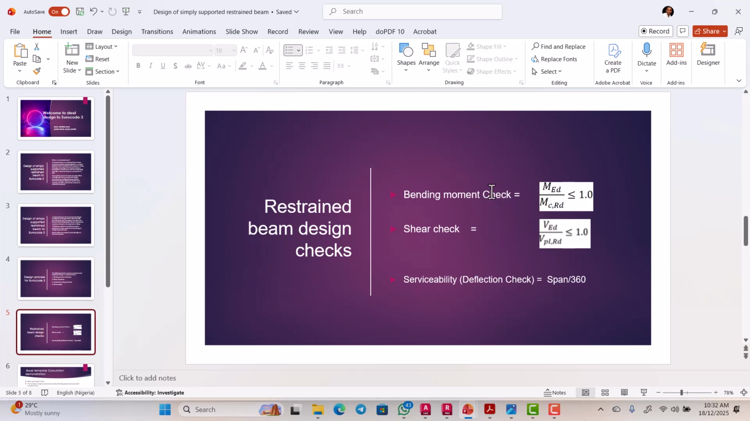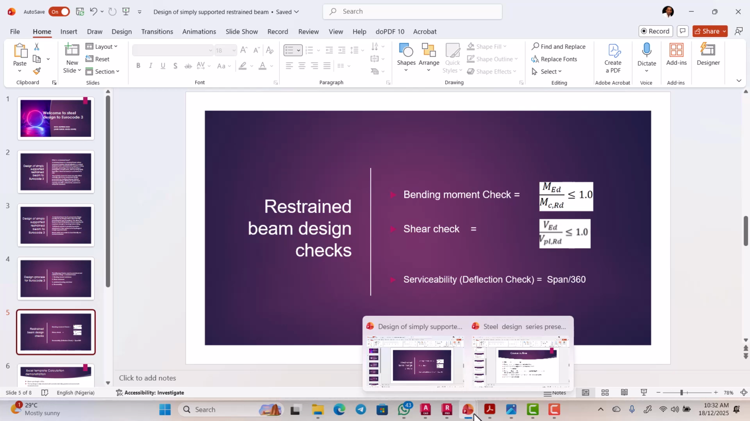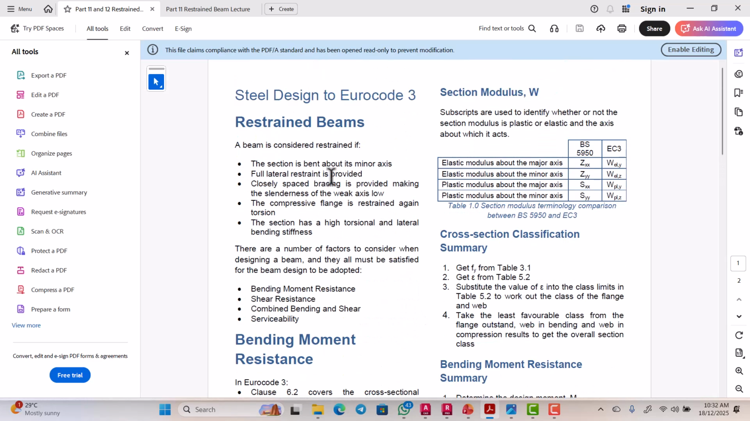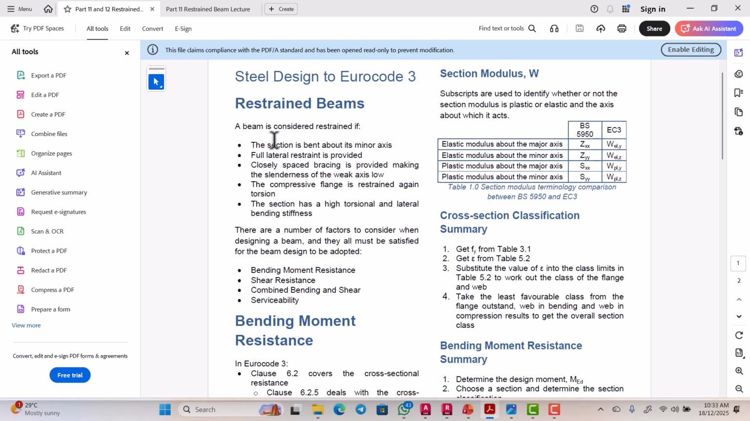Okay, so the bending check. We have our applied moment and our resisting moment, and the ratio must be less than or equal to 1. Then for the shear check, this is our applied shear, this is our resisting shear, and it must be less than or equal to 1. So let's quickly go to this material for us to have an elaborate understanding of what we are doing. Okay, so now for the restraint beam, still designed to Eurocode 3. We have already considered what a restraint beam is.